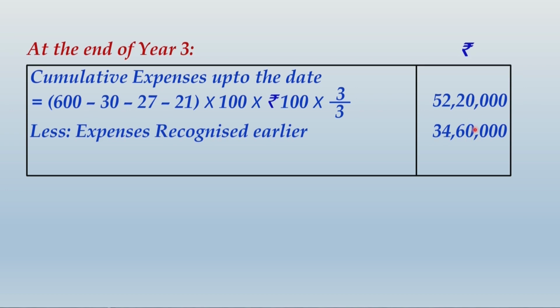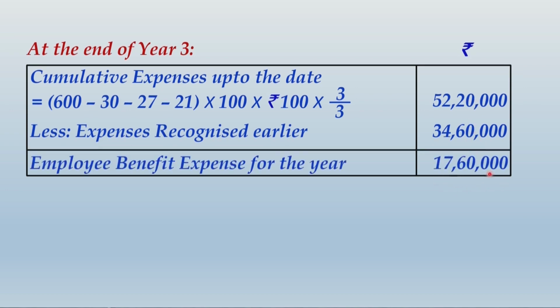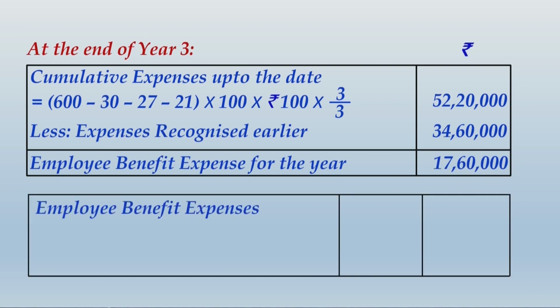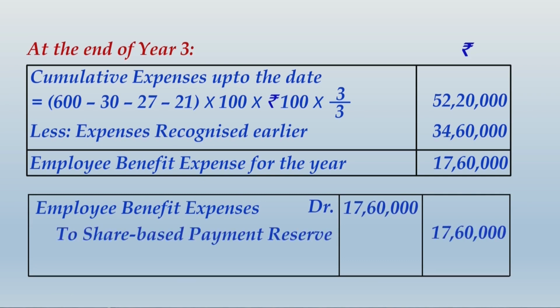So from these two difference, you will get the amount to be recognized in the third year, that is 17,60,000, and by that amount you will pass this accounting entry, employee benefit expenses debit to share based payment reserve, and that is by 17,60,000. So please take note of this and then we shall move ahead.